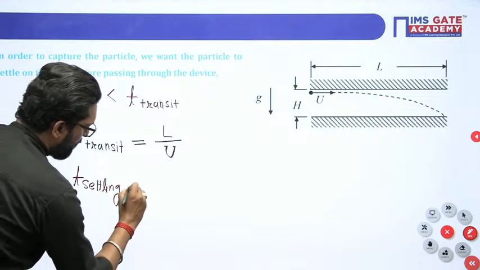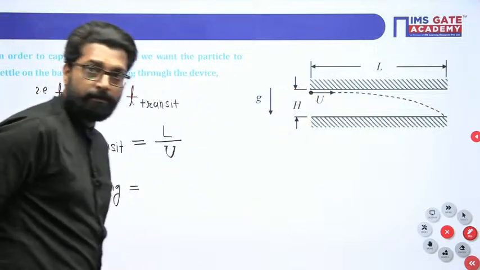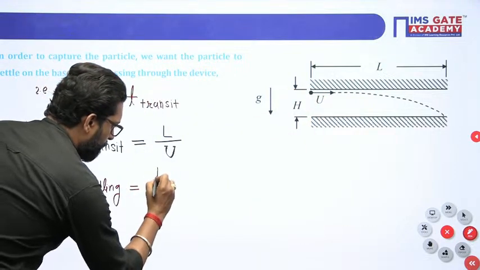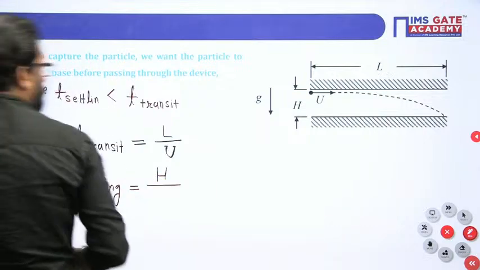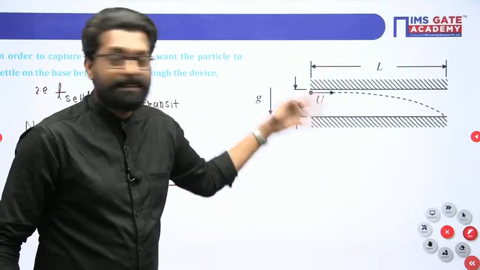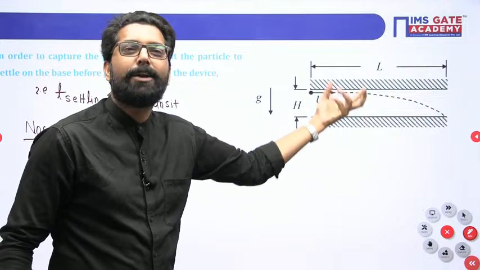What is the time of settling, beta? Time of settling is the height h divided by the velocity in this direction. There is a fluid, right? What is the velocity? It is the terminal velocity.